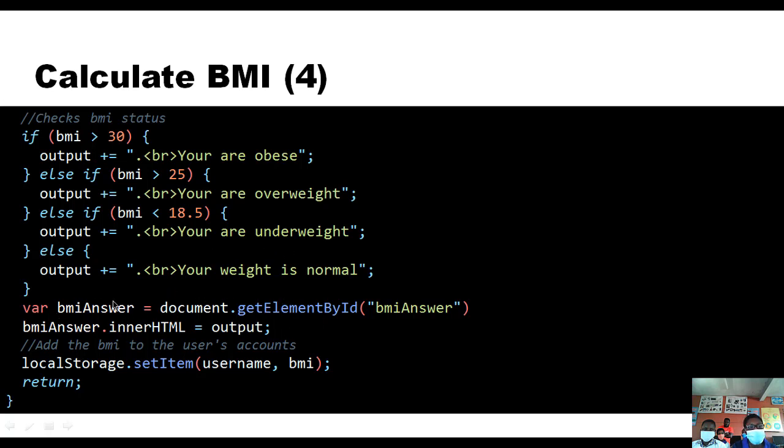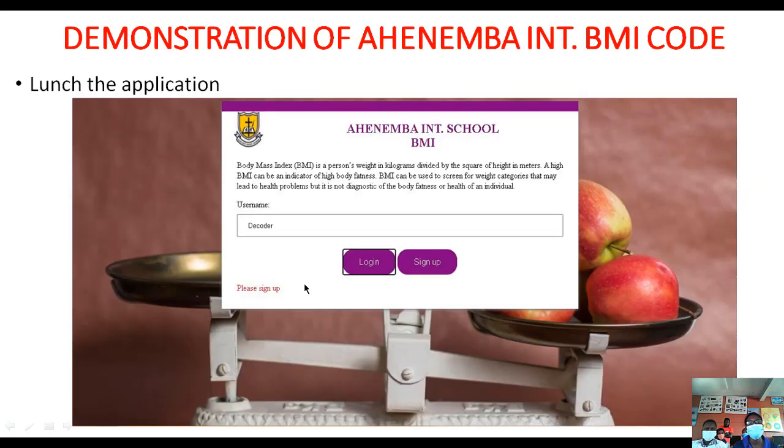So this place is where the answer, or your BMI, will be displayed. And it will set item, that is your username and BMI, to the local storage, so the next time you come there, you can see your previous result. So this is a demonstration of the BMI.